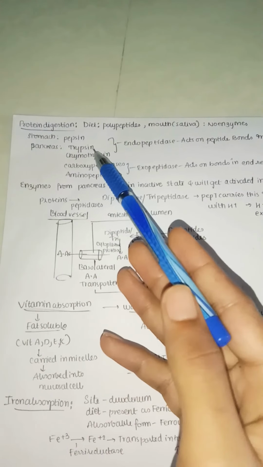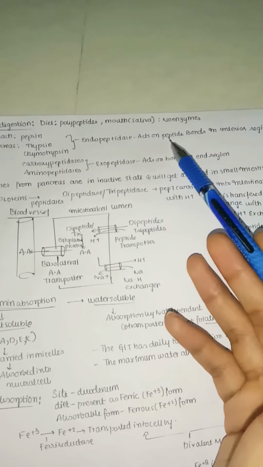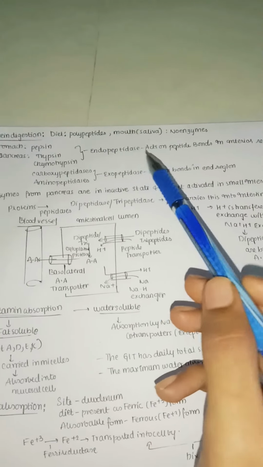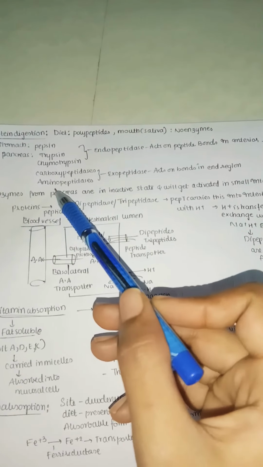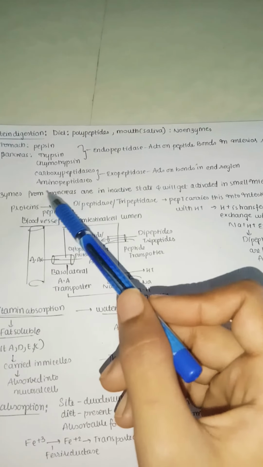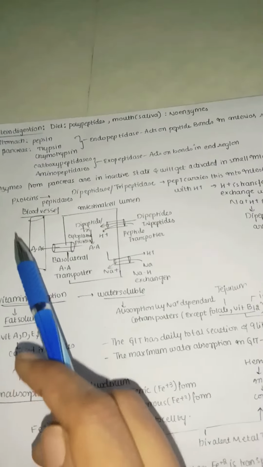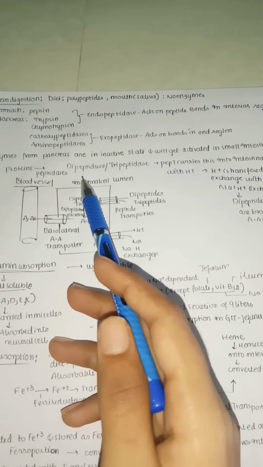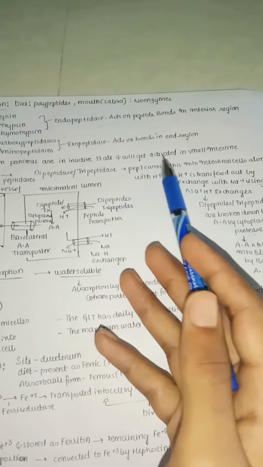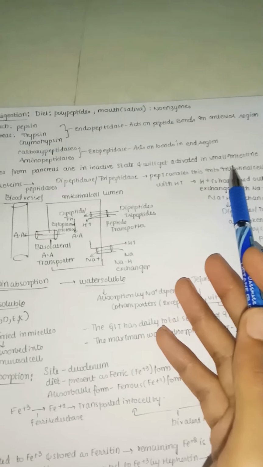In the pancreas we have trypsin and chymotrypsin, which are mainly endopeptidases, meaning they break down the peptide bonds mainly in the interior region. Carboxypeptidases and aminopeptidases are exopeptidases, meaning they act on the bonds in the end region. The enzymes from the pancreas are actually in an inactive stage because they get activated only in the small intestine, because otherwise it may lead to autolysis of the pancreas itself.